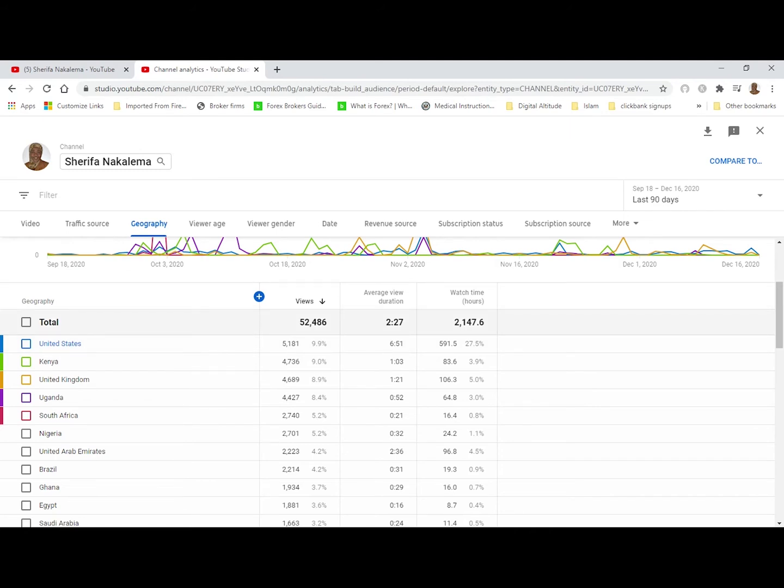But this is not the purpose. I really don't want to go into reading all these small figures. I want to focus on this column here, the average view, because for me, this is very important. That's how I know which country is interested.